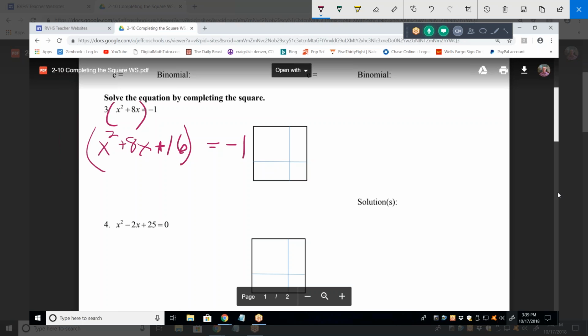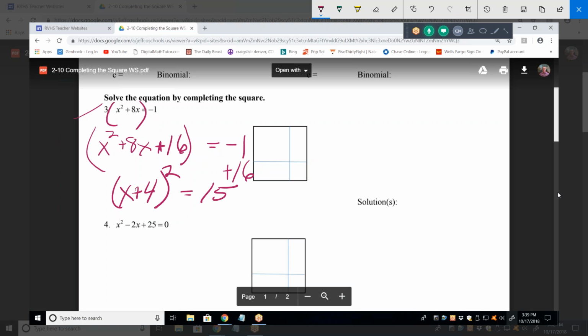If this 1 was on the left side, then I would subtract 16. But since that negative 1 is on the right side, now I'm balanced. In other words, all I did was take my original equation and add 16 to both sides. That's all I did. Now tell me what binomial that allows me to write it as. Here's the reason we do it. x plus 4 squared, and the other side equals 15. Now solve that.